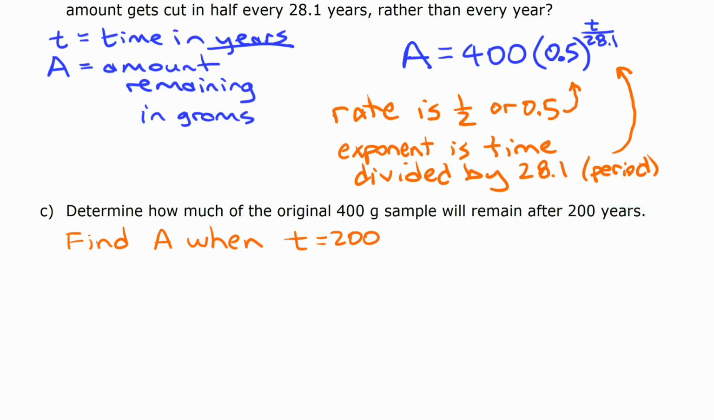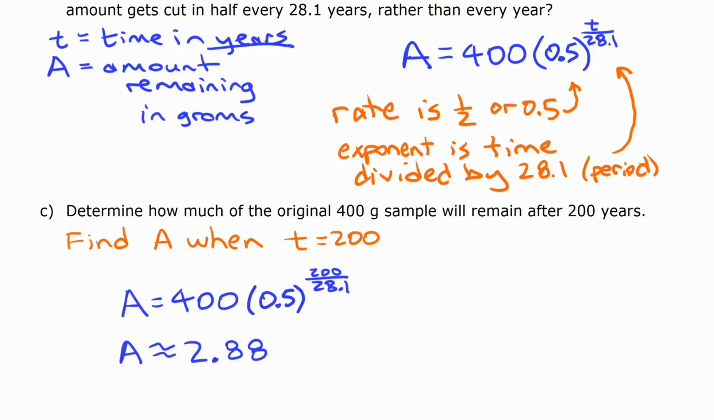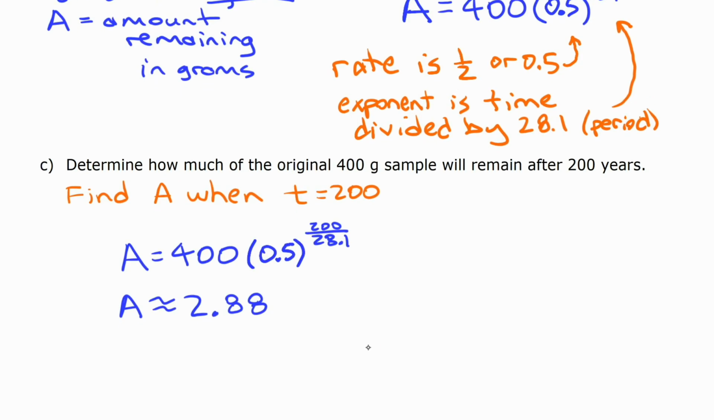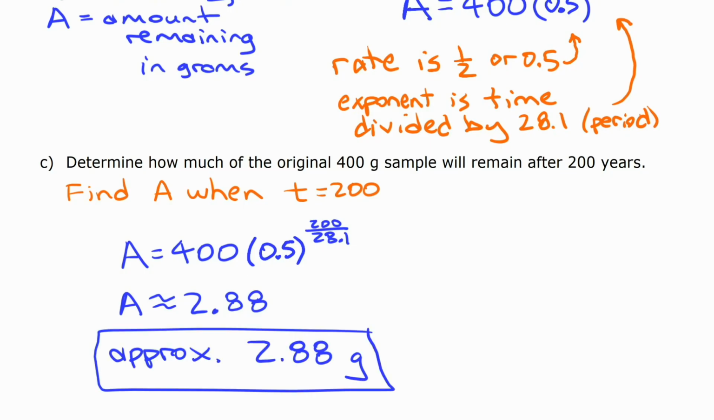So we can take our function and substitute in 200 for t, and then just work it out. Go to a calculator and work that out. If you do, you're going to find that you get approximately 2.88 as the value, so that means that we have approximately 2.88 grams of that substance left.